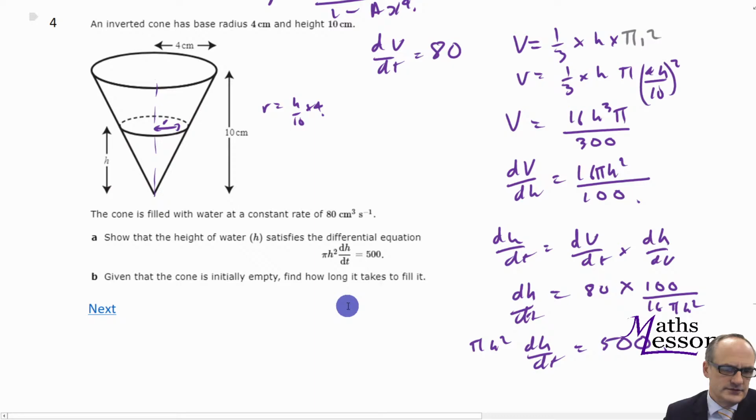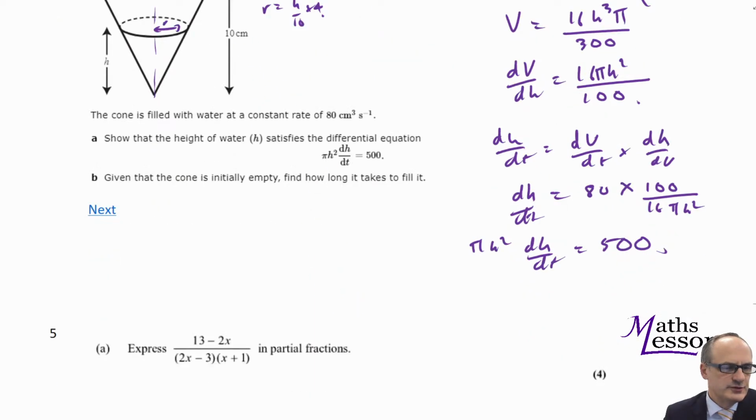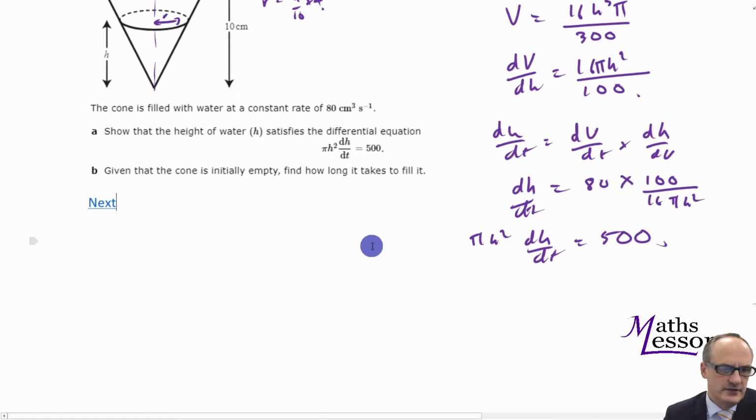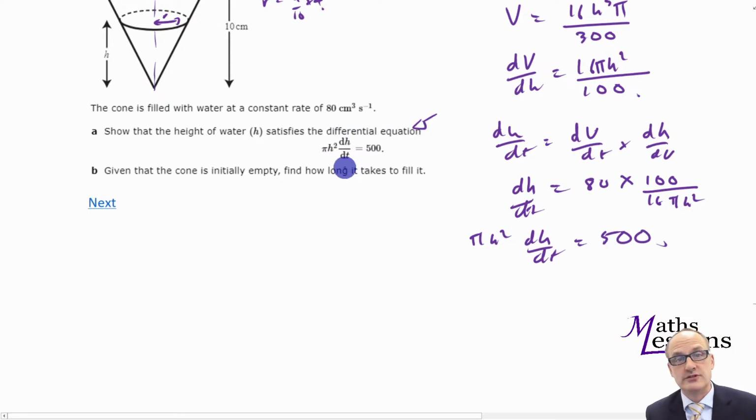Right, just scroll, get myself some more space for the next bit of the question. So now we're going to solve this differential equation because we're given the cone is initially empty. How long does it take to fill it? So we're going to solve this differential equation. And how do you know you've got to solve it? Well, they're giving you a differential equation. What's the point of giving you a differential equation if you don't solve it?